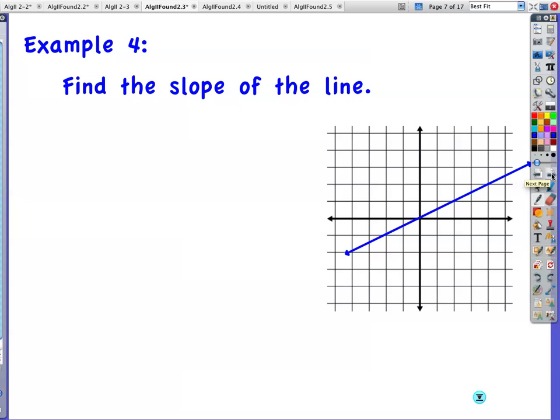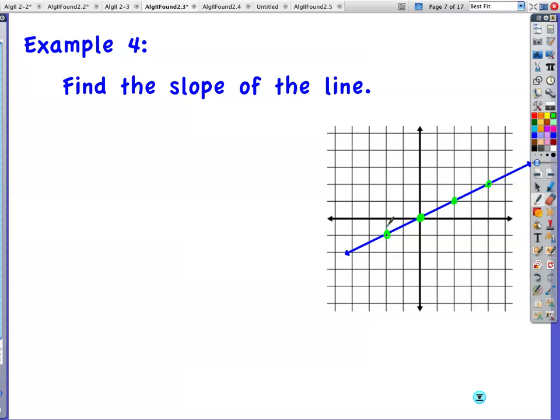Find the slope of the line. Let's go ahead and use rise over run since we're looking at a graph. What I like to do is find some corners. What I mean by a corner is a place where this line actually crosses an intersection of the grid. Like there, and there, and there. Now that I've got my points, I can do my rise over run.